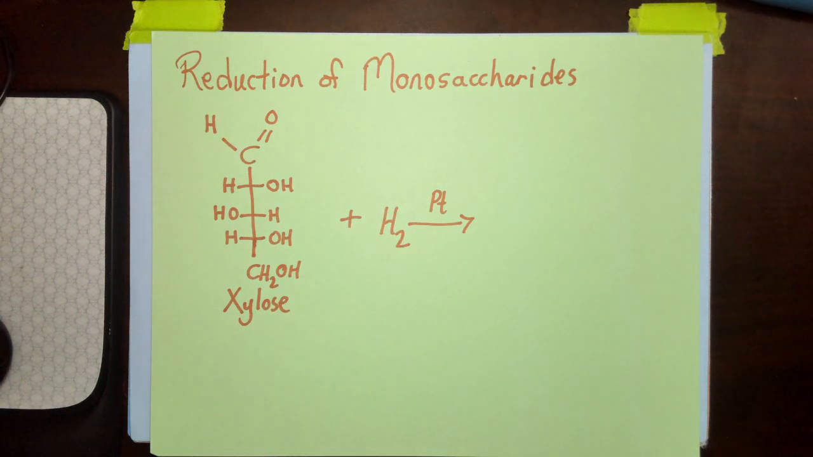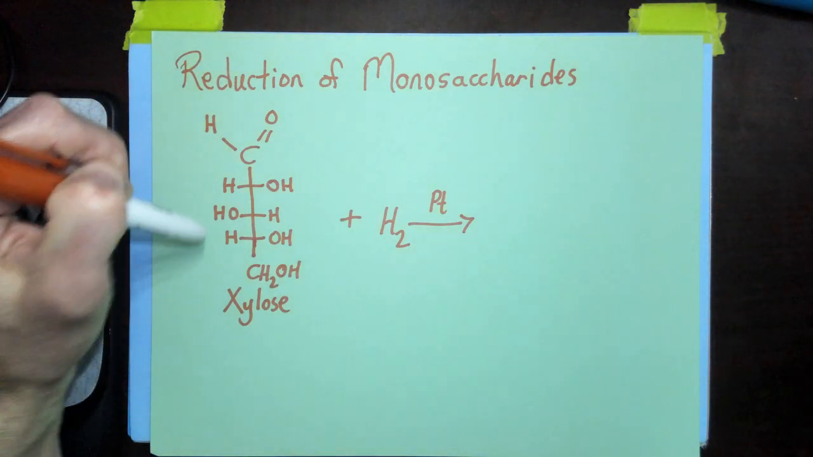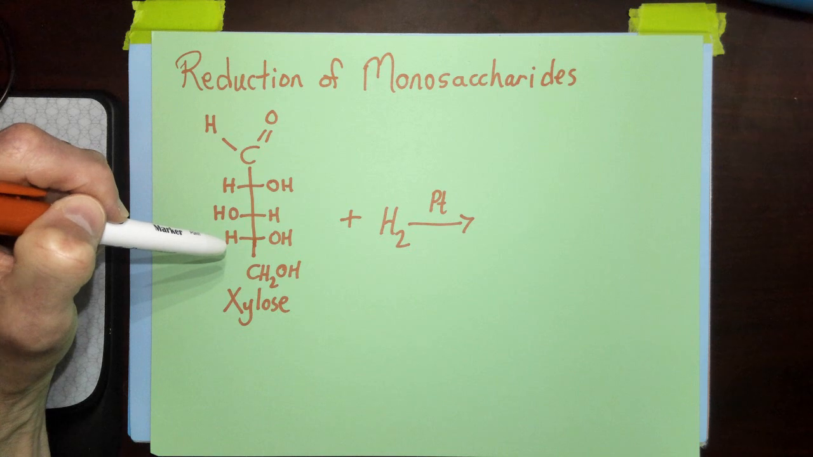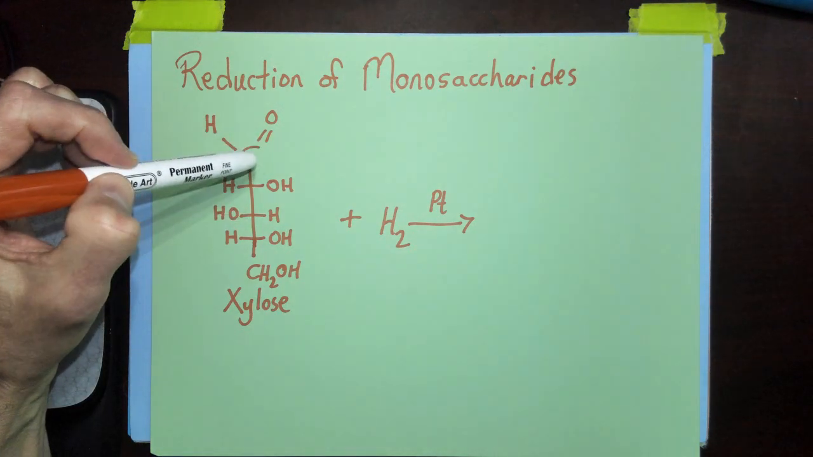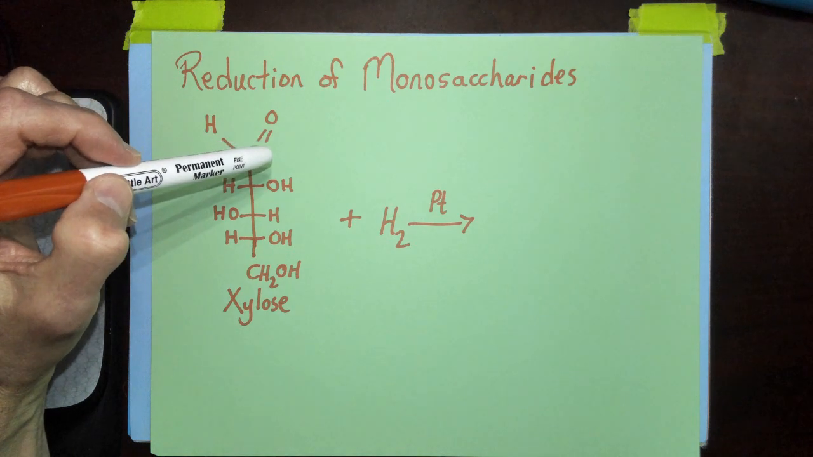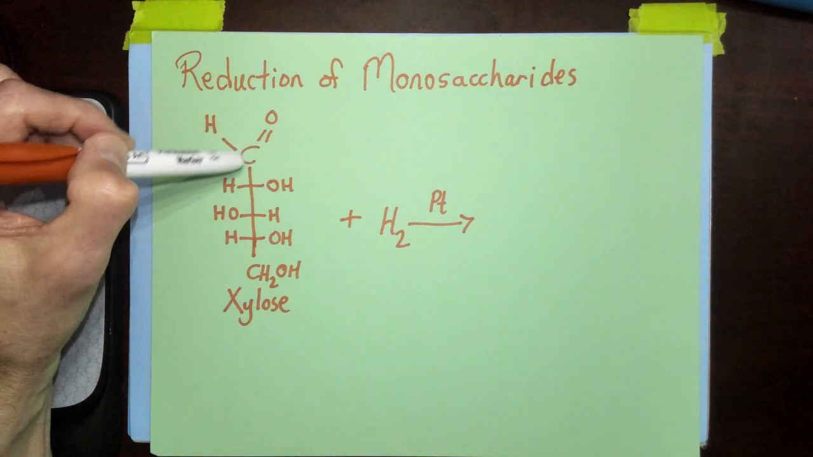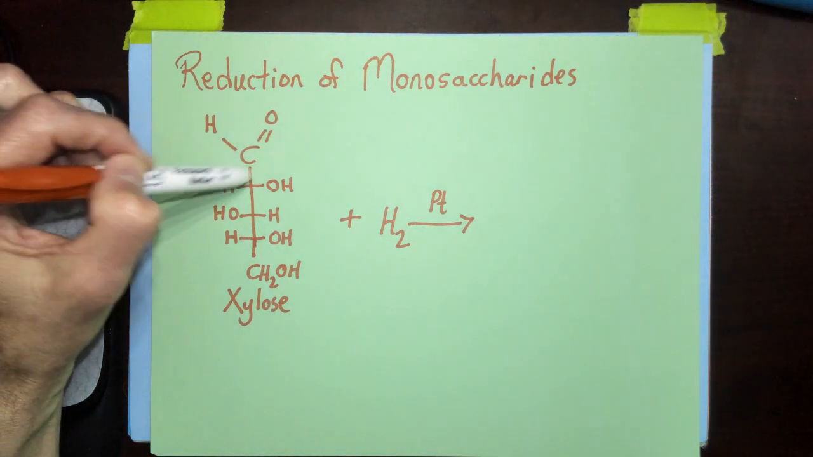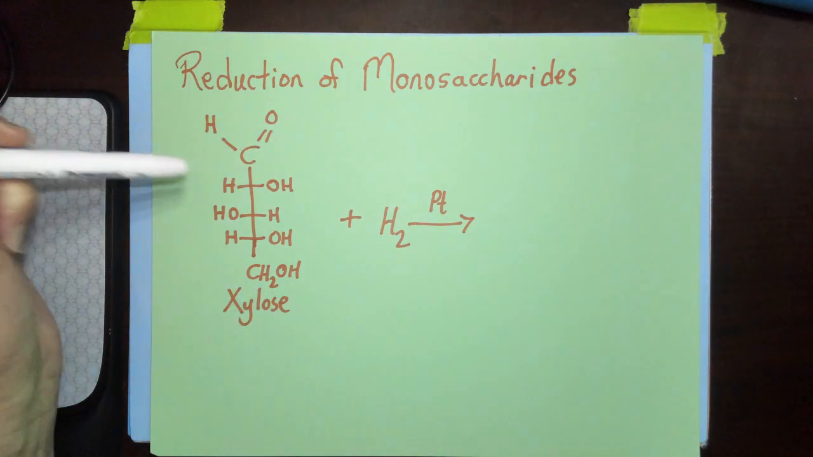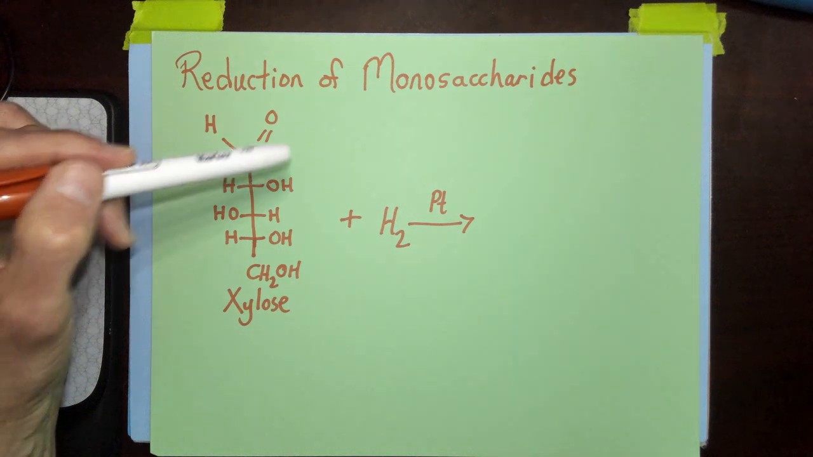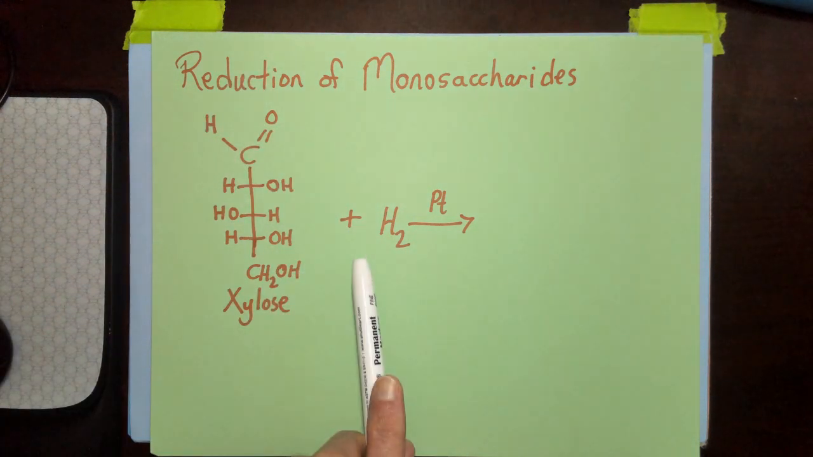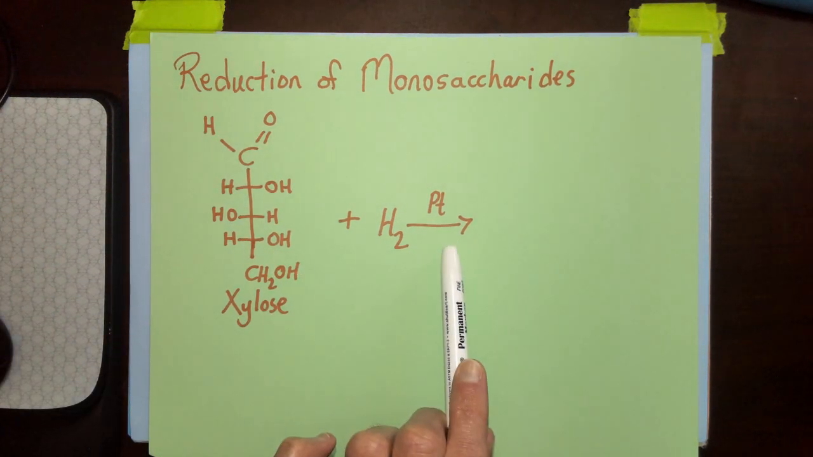Reduction of monosaccharides. Remember, with reduction what we are looking at is reducing the number of carbon-oxygen bonds. We're going to be focusing on this aldehyde group here in xylose, a simple monosaccharide. We're going to be doing a reduction, using hydrogen with a metal catalyst.